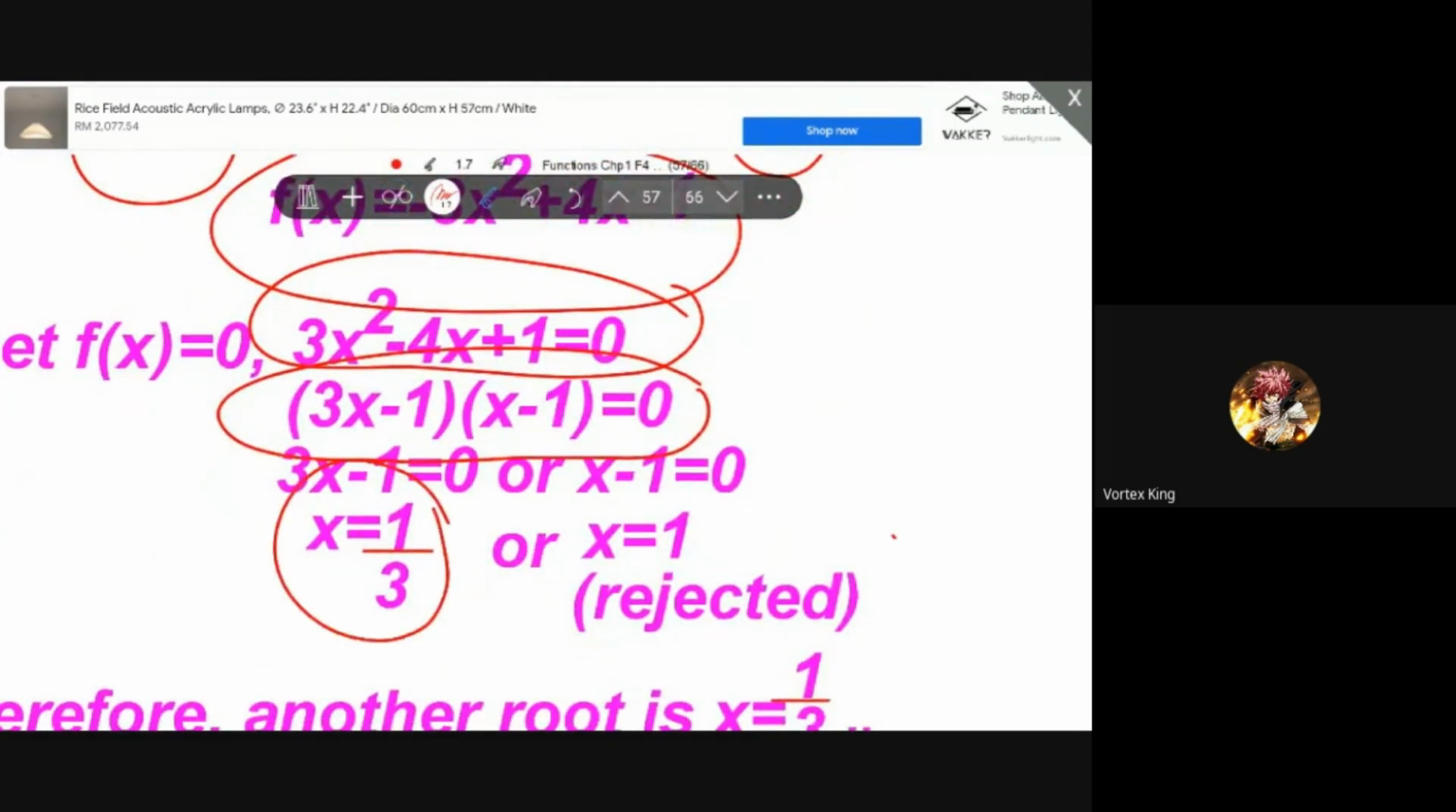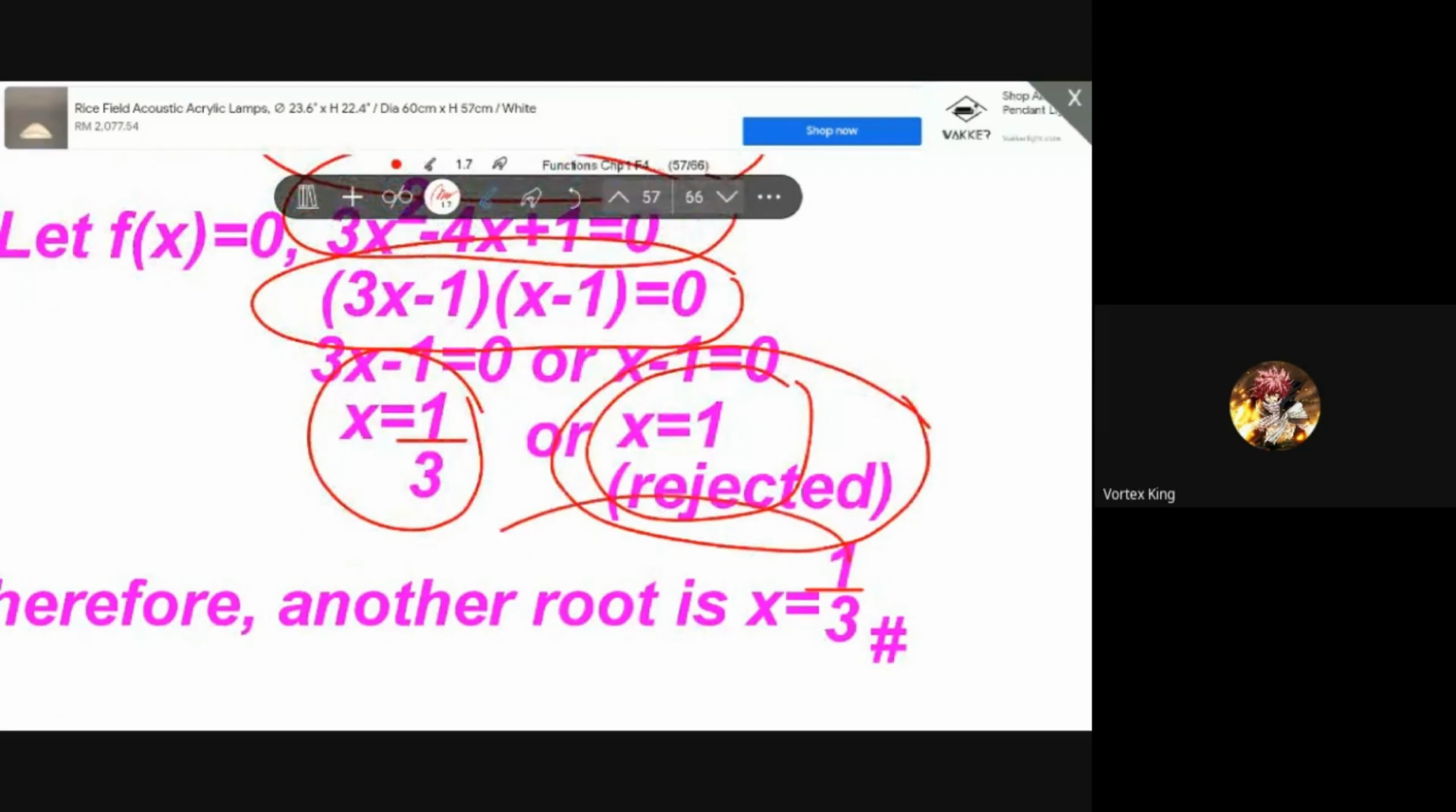Okay. I want to ask everyone, why? Mengapa saya bubuh X sama dengan 1 ditolak? Why is X equals 1 rejected? Okay, but why? Mengapa saya menolak? Ya, betul. Because question asks the value of the other root. Punca yang lain. Selain daripada yang ni. So that's why we cannot. Yes, we already found one in the first question. Correct? So that's why you can conclude. Punca satu lagi is 1 over 3. Not 1. So yeah, this is how you solve this question lah.